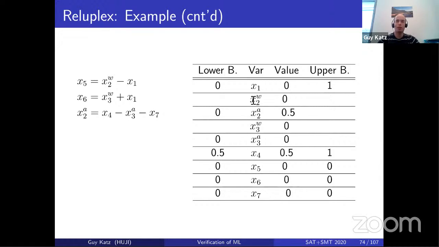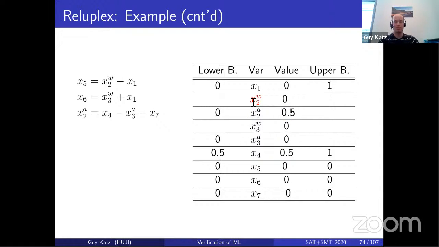But now we have a ReLU problem. Right? So this is the input to a ReLU, and this is the output of a ReLU, and they don't satisfy the ReLU constraint. Right? Because the input is 0 and the output is 1/2. This doesn't make any sense. So what do we do? Same thing that we always do.